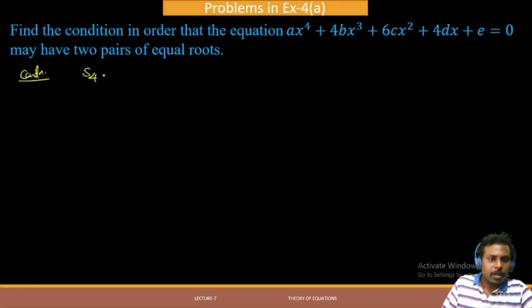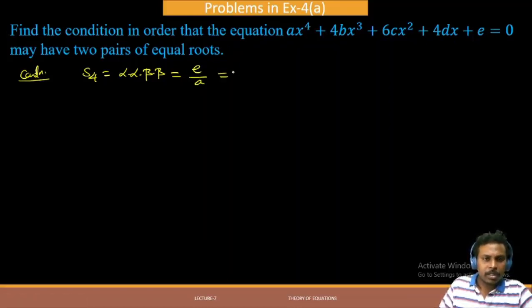We have S4 is equal to alpha into alpha, beta into beta, that is equal to minus plus minus plus. So this becomes E divided by A, minus plus minus and plus. So that is alpha beta whole square is equal to E by A. We call it as equation 5.